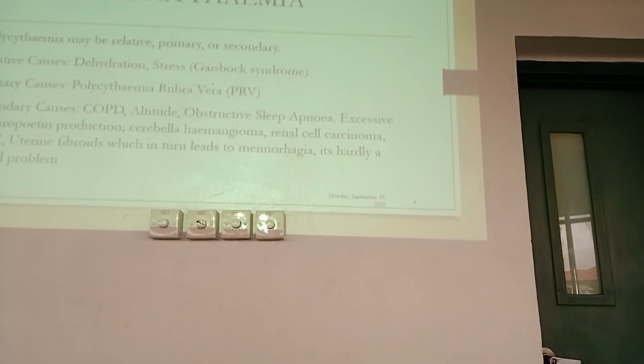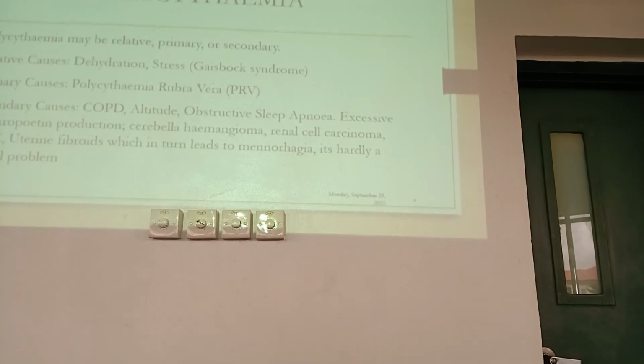So what will cause a relative polycythemia, when the person does not have JAK2 mutation, but the PCV is high? Dehydration. Dehydration, you've seen it. What will cause dehydration? It can be due to poor water intake or excessive water loss.